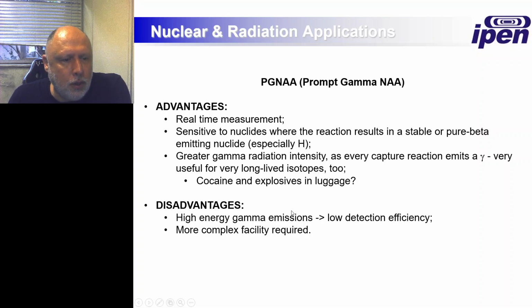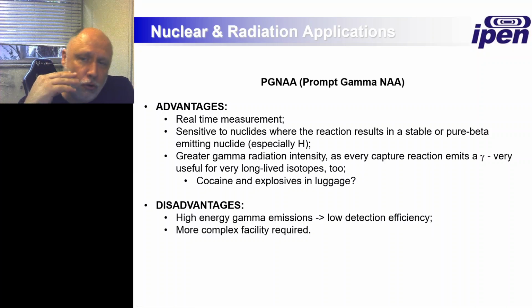The other thing is that the gamma emissions are usually of high energy, a few MeV, 2 MeV, 3 MeV or something. And this means, if you remember the efficiency curve of a germanium detector, you're on the tail, and the detection efficiency is much lower.